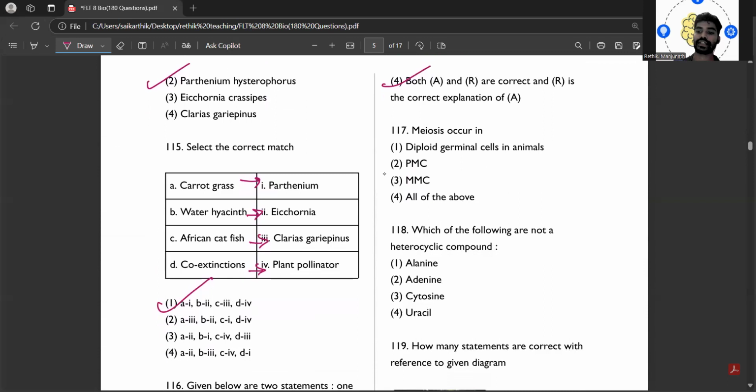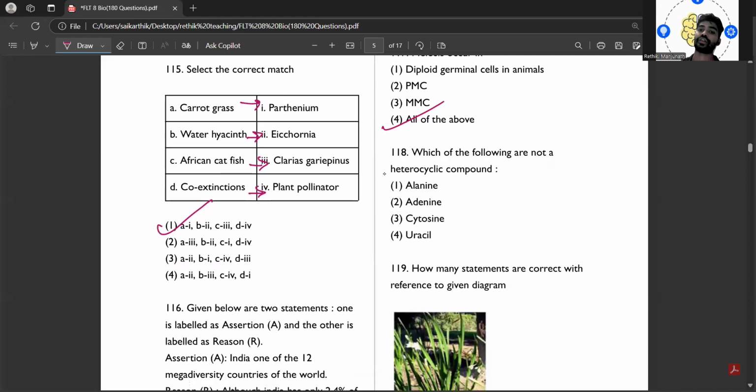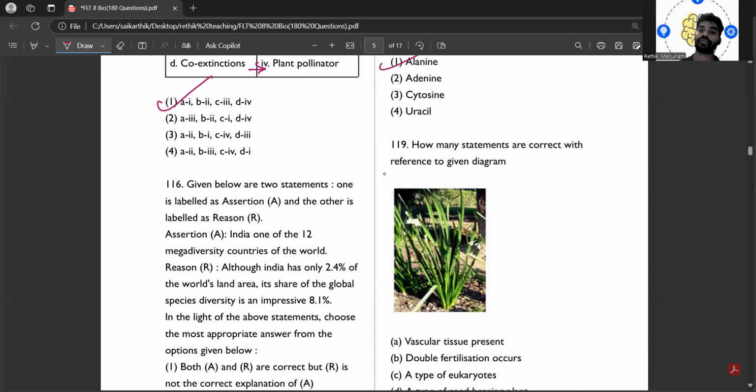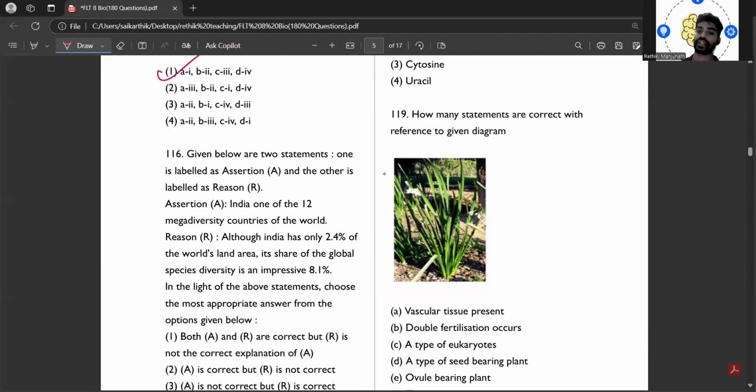So coming to the 117th question, meiosis occurs where. It's again a direct question. It occurs in all the above: diploid germinal cells in animals, PMC and MMC. Then, which of the following are not heterocyclic compounds? So yeah, it is alanine. Correct.